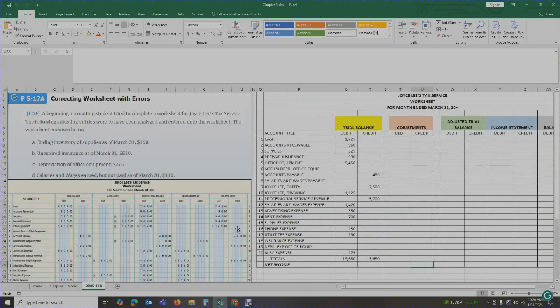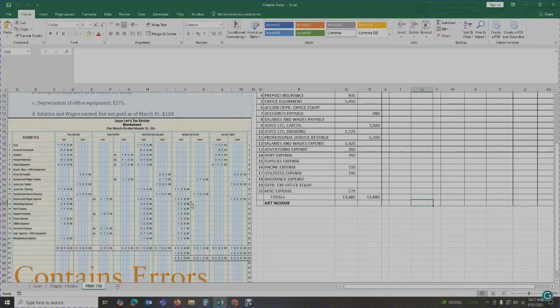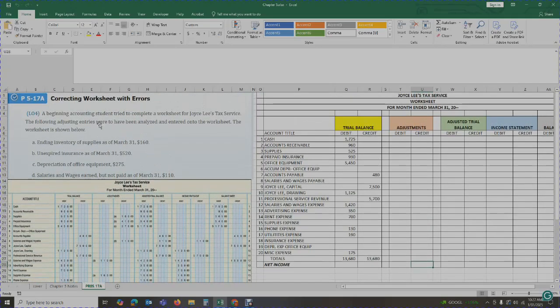So let's look at what this problem entails. It says we're going to be doing correcting worksheet with errors. It says a beginning accounting student tried to complete a worksheet for Joyce Lee's tax service. The following adjusting entries were to have been analyzed and entered into the worksheet. The worksheet is shown below. And then we have 4 adjustments. It contains errors. The accounting student that tried doing this did it wrong.